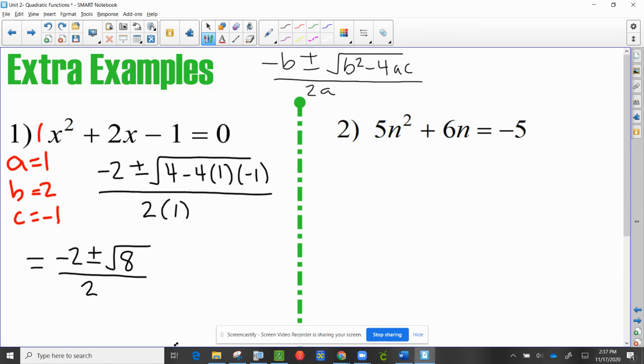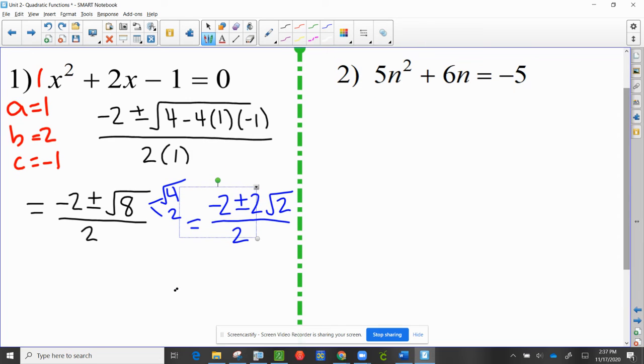Okay, so 8 is not a perfect square, but let's check. Can we simplify the square root of 8? I think we can. So 8, we can split that up into 2 numbers, 4 and 2. We went over reducing radicals already. 4 is a nice perfect square that I could square root here. So this turns into -2 plus or minus 2, because the square root of 4 is 2, so 2 root 2, all over 2.